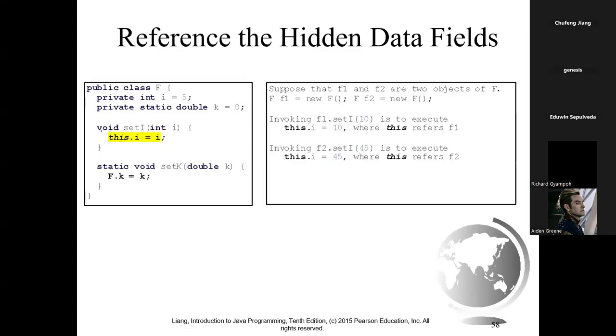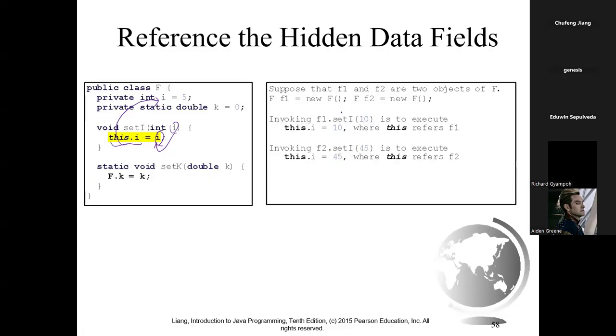And then we have a method to set the i. The first is setI by i. Okay, this i is referring to this one and passed to this i, and then this i is referring to this i. And then we have a static method that is setK. Currently we don't know what k is, but we have such a method to set k.